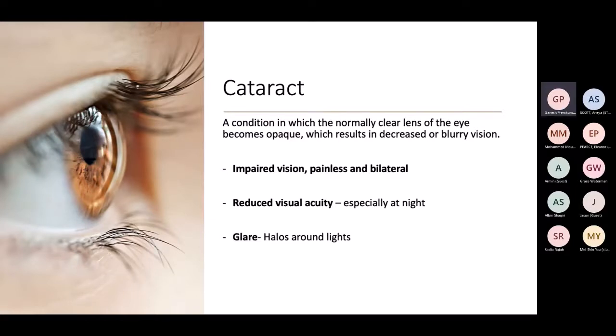You have reduced visual acuity because if the light is being shone through a window that's got debris placed upon it, you get less light coming through. The refraction of light has changed, so your vision is going to drop off. And they get this classic halos around lights.